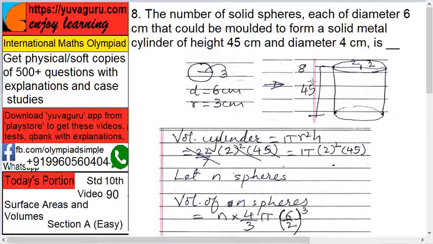So we know the volumes, formula for volumes. Volume of cylinder is what? This one, pi r square h. That is pi into 2 square into 45. 2 is the radius, 4 is the diameter.